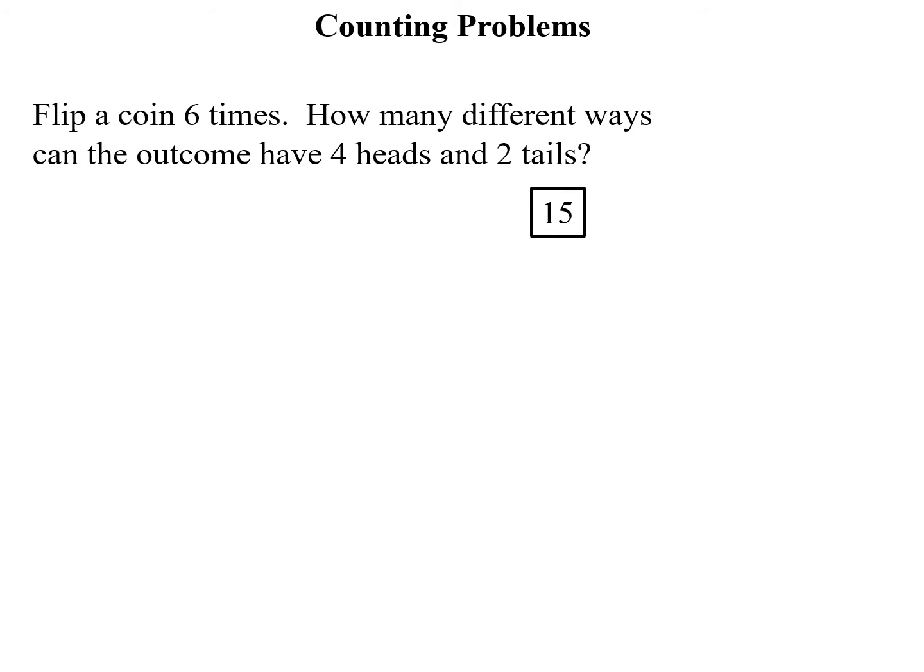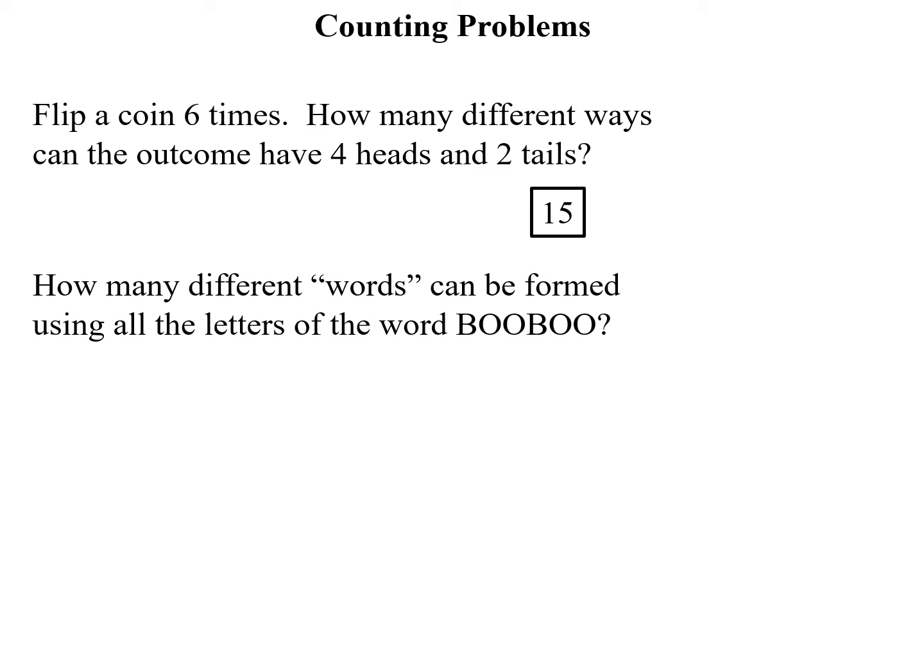Let's consider some more counting problems. Here's our coin problem, but here's a new problem. How many different words can be formed using all the letters of the word boo-boo? Let's list them out. Now, a word is a concatenation of letters, so O-O-O-O-B-B is considered a word. We could also say O-O-O-B-O-B, etc. We can see that this is pretty much the same as the coin problem. You get the same answer.